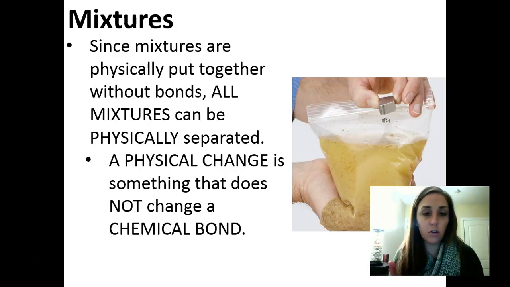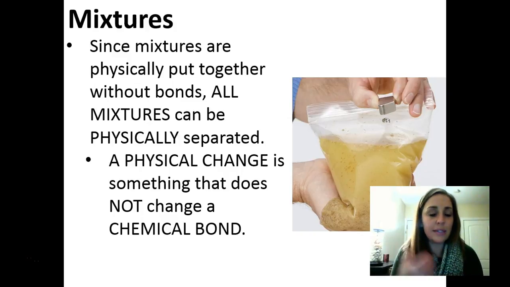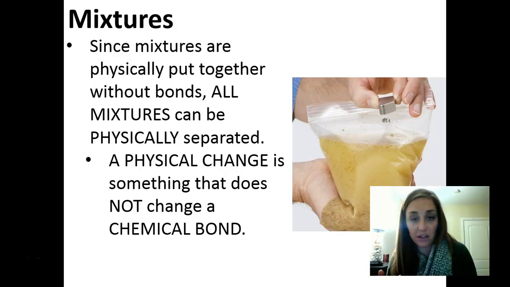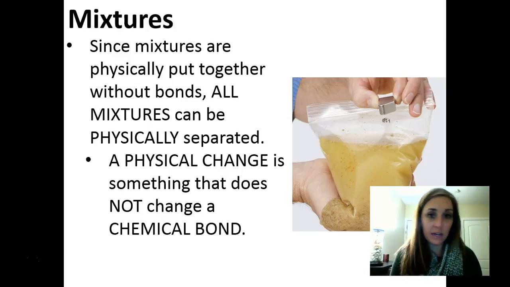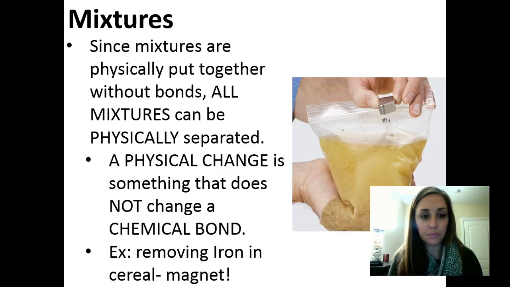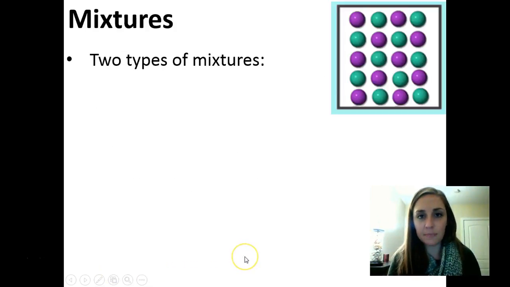That's a physical change. Maybe it's a physical location, or maybe it's a state change, but in a physical change, the substances you start with are the substances you end with as well. So just pulling iron out of a mixture is a physical change because you had iron at the beginning and you have iron at the end, no chemical bond changes. So for example, removing iron from cereal by a magnet.